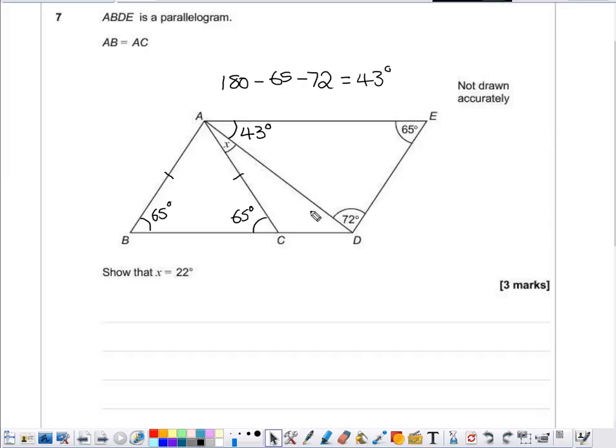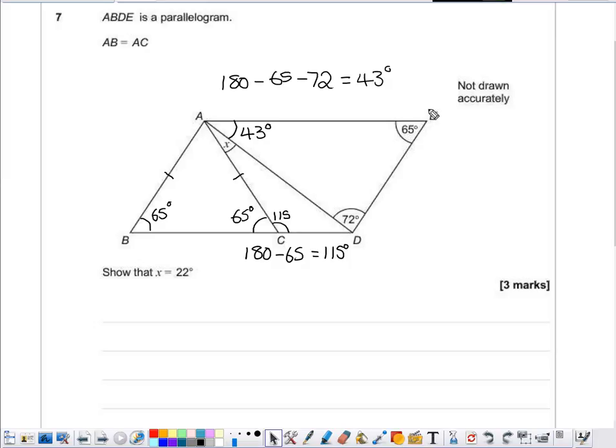Now we're starting to get somewhere, because now we have a straight line and can work out what this angle here will be. Angles on a straight line add up to 180 degrees. So if we take away 65, we're left with that 115 degrees. But how can we work out this angle here?